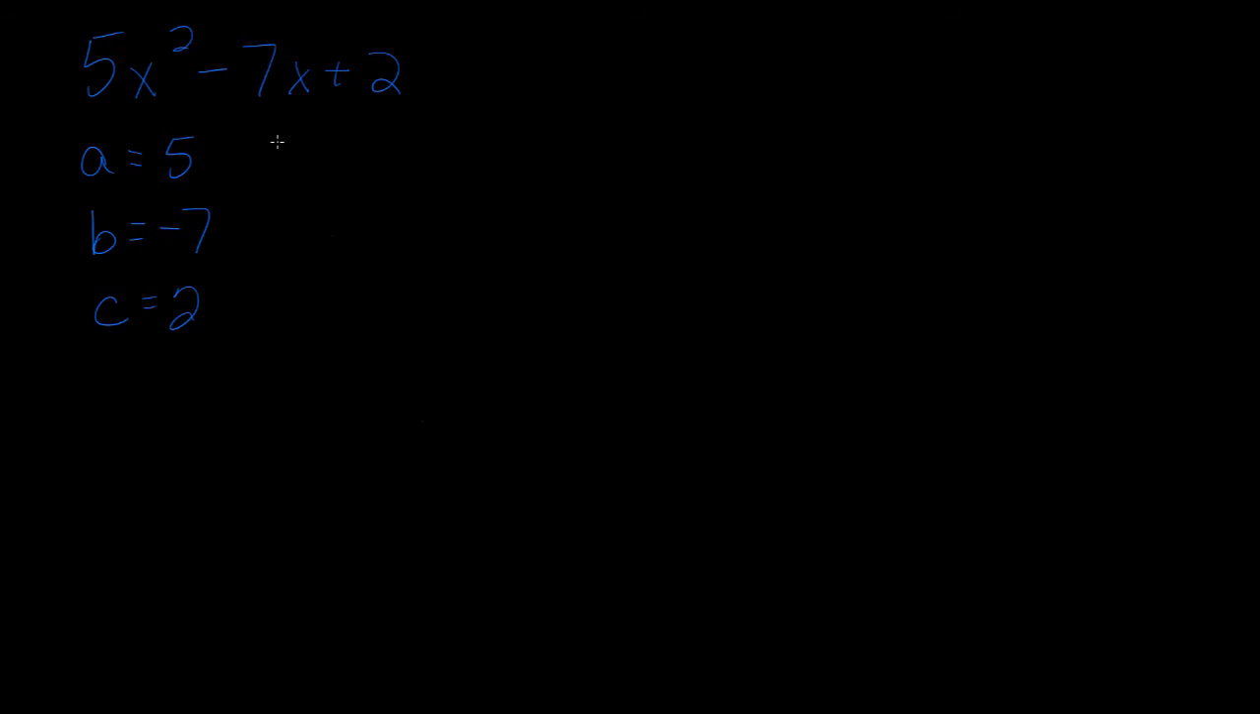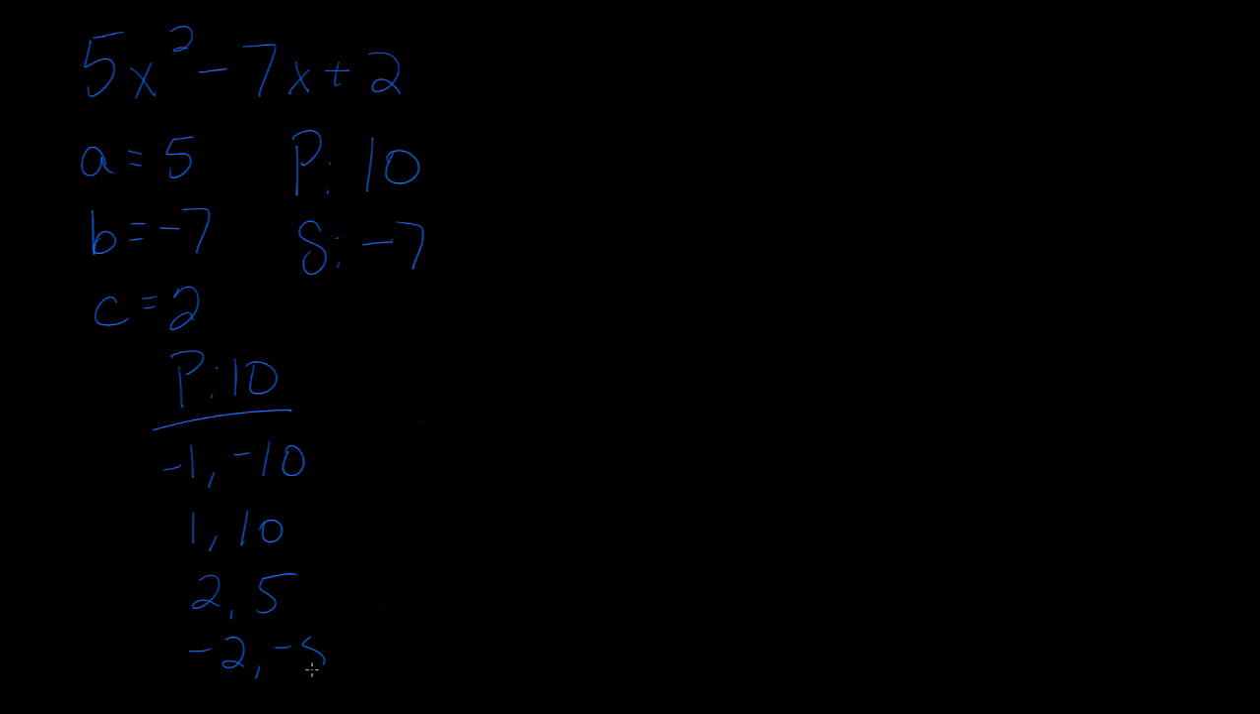All right, so step 1, find your coefficients. Step 2, find the product and the sum. The product is always a times c. The sum is always b. All right, so I'm looking for all of the numbers that multiply to give us 10. 1 and 10, negative 1 and negative 10, 2 and 5, negative 2 and negative 5. Now, sometimes your list can go on and on, but this is the only way you'll know for sure that you're on the right track.